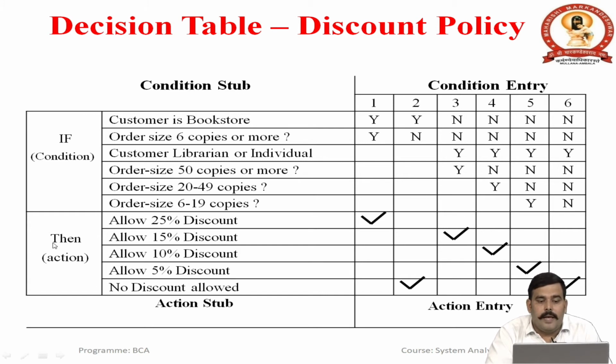Then the actions: allow 25% discount, allow 15% discount, allow 10% discount, allow 5% discount, and no discount allowed. There are discounts based on the conditions. So these are the conditions in the condition stub, and these are the actions in the action stub. Now, move to the condition entry and action entry. We move row by row.